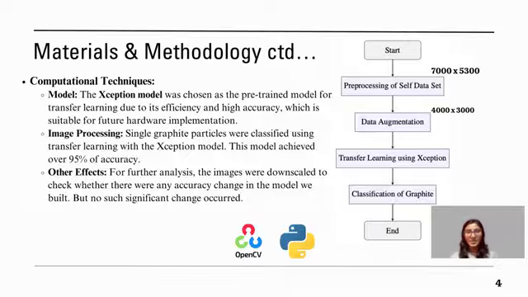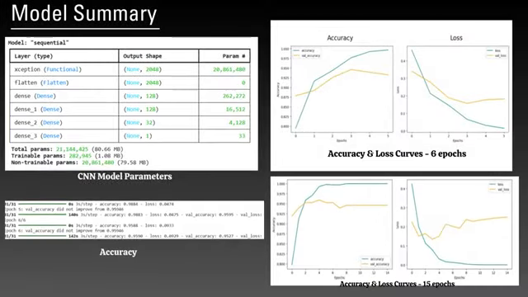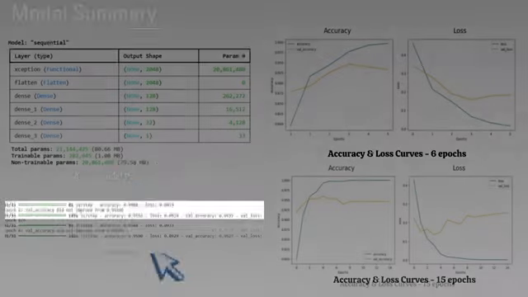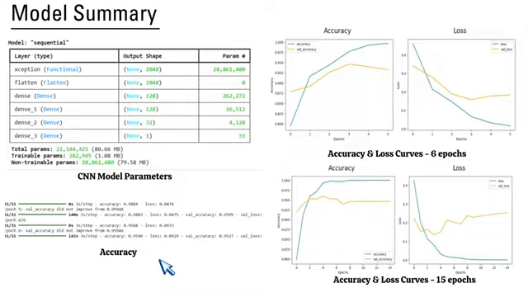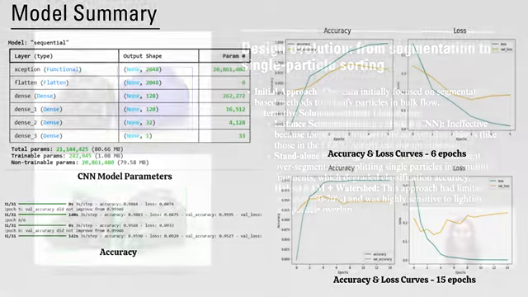The results were fantastic. We achieved a model accuracy of 95.95%, that is over 95%, which is a good result. And here you can see in the top left corner the parameters of the Xception model that we used, and the right side of the slide represents the accuracy and loss curves during the training and validation. Here we tried out 15 epochs and we finally decided to use 6 epochs since we can achieve the same accuracy within these 6 epochs.